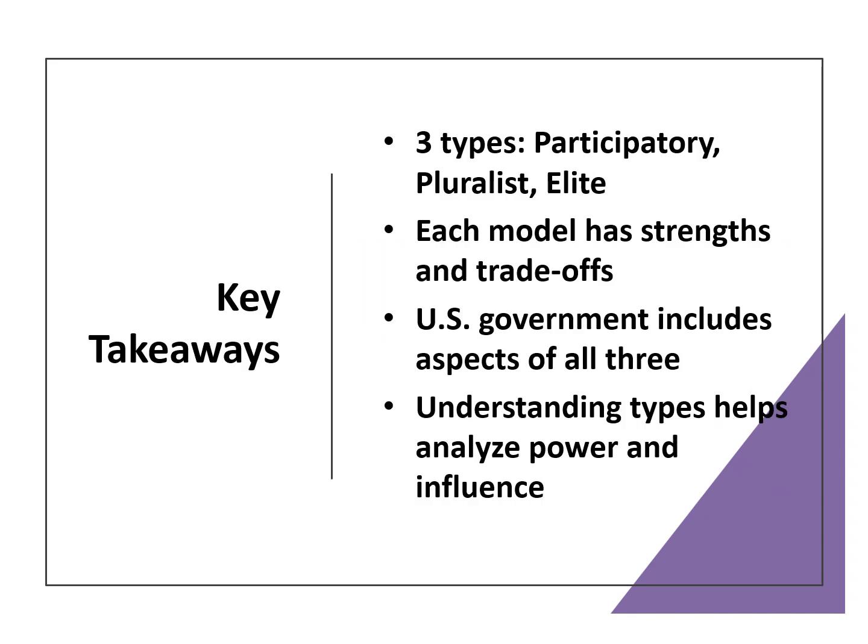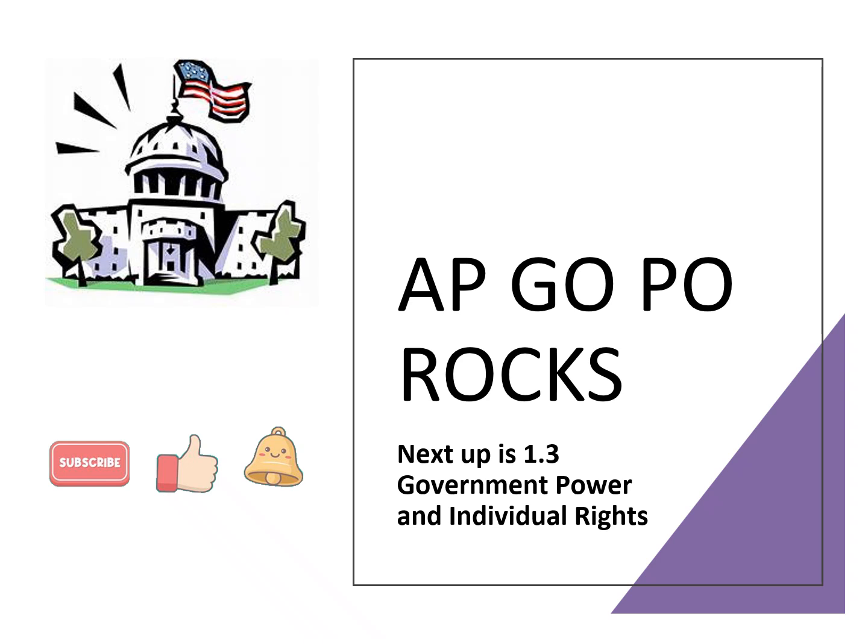To recap, we have 3 types of democracy: participatory democracy, which is broad, direct citizen involvement; pluralist democracy, where interest groups influence policy; and finally, elite democracy, power held by a small, privileged few. The U.S. system combines all 3, each with strengths and trade-offs. Understanding these types helps us evaluate who has power and how democracy really works. Next up, we're going to look at government power and individual rights in topic 3.